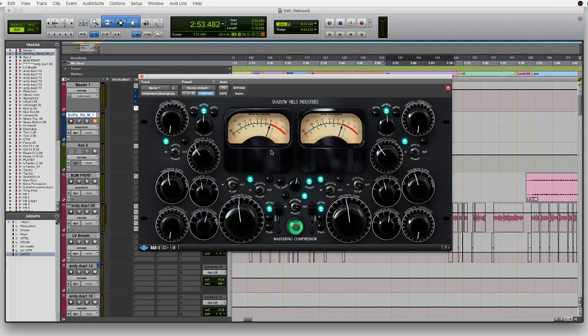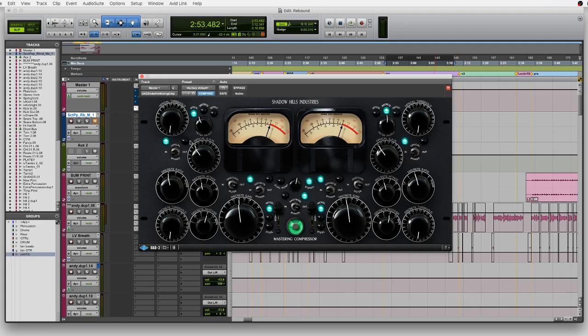The first stage is an optical compressor with fixed ratio, attack, and release. Attenuation is set at 2:1 with a slow attack and two-stage release. About 80% of the compression is released very quickly, and the remaining 20% takes about a second to recover.